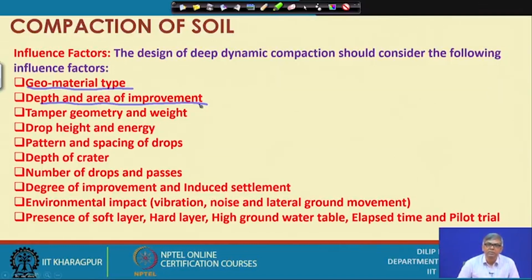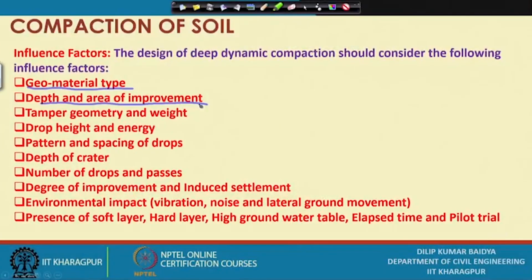If it is required within 1 meter or so, then we need not go to this, because we can do a 2-3 lift thickness and you can do it by roller. But when you require a great depth like 10 meters, 8 meters, then sometimes the roller is not good. And also if the area is very large, then roller is not good, this will be good. So, this is depth and area of improvement, that is another influencing parameter.